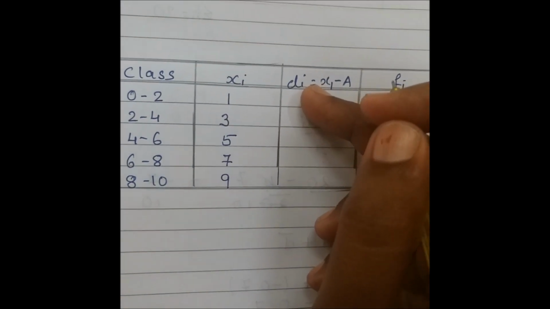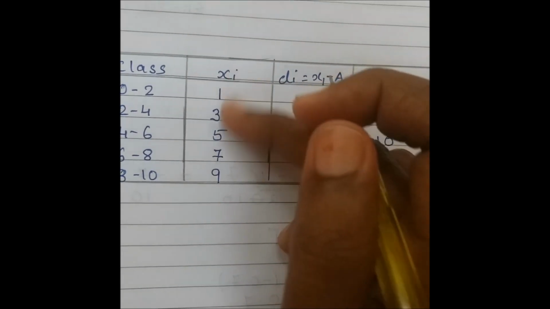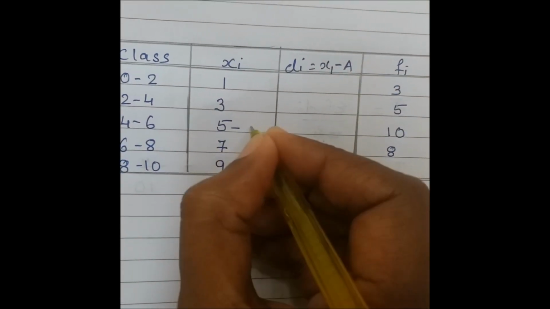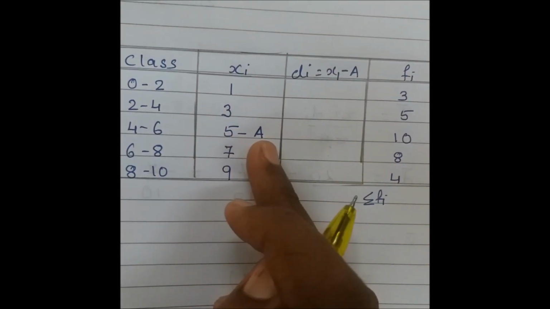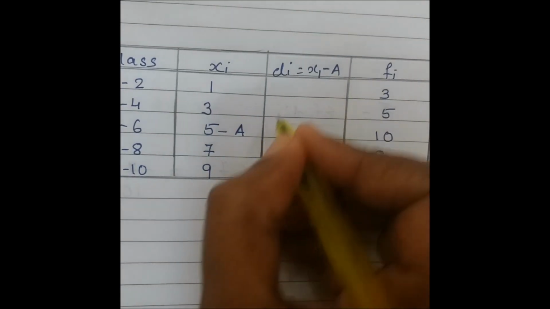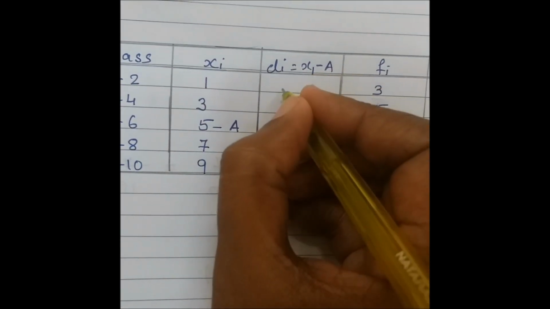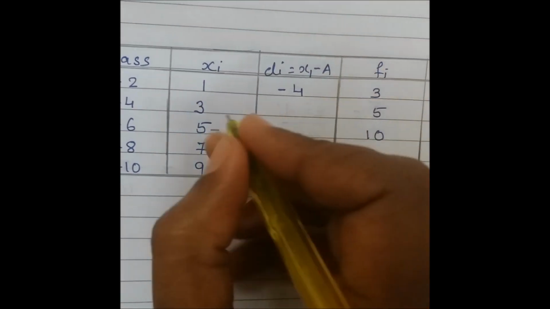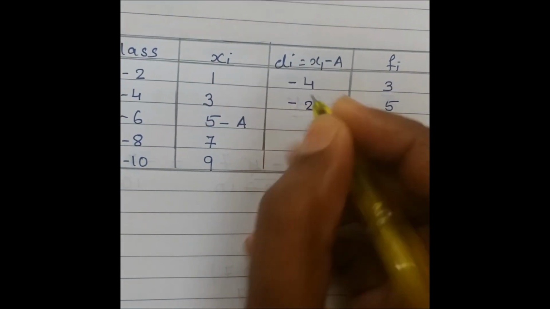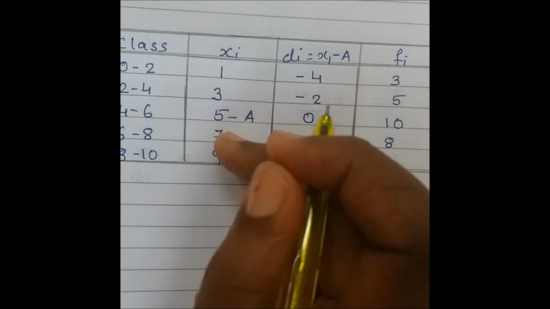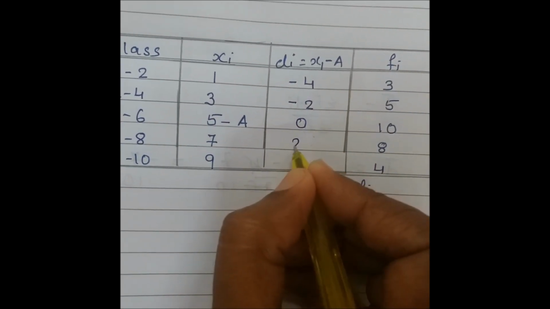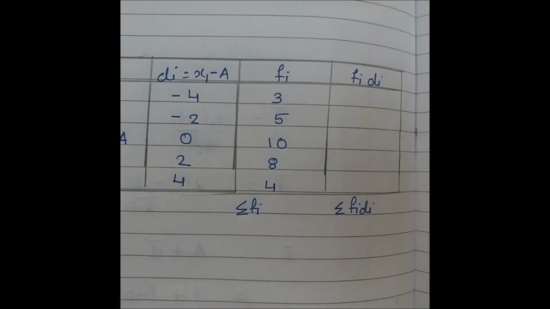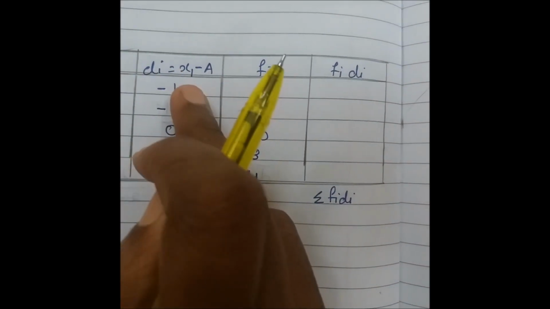Now I have to find out di. For di, I have to consider one of the class marks as the assumed mean. I am considering 5 as the assumed mean. So therefore, it will be 1 minus 5, which is minus 4. 3 minus 5 is equal to minus 2. 5 minus 5, 0. 7 minus 5, 2. And 9 minus 5 is equal to 4. You got your di and fi.